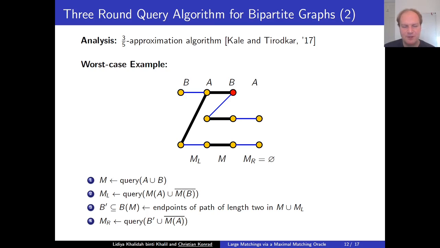We see that if we query the first matching on the left side, we get this specific diagonal edge. And then we have only 1 path of length 2, so we highlight the red vertex, a single vertex, which is the endpoint of a path of length 2. But then we see that in the subgraph on the right side, this highlighted vertex doesn't have any edges. So the matching on the right side we might obtain, this M_R, would be the empty set. So we can't improve the matching of size 3. So this is a worst case example for the algorithm, and we will see that our lower bound construction uses a similar method as this worst case example here.